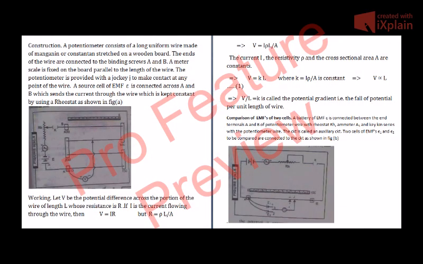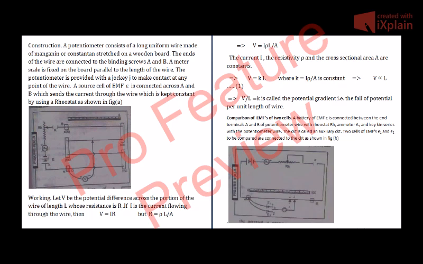Now, its construction. A potentiometer consists of a long uniform wire, and it is usually made up of the metal manganese or tungsten, that is an alloy, stretched on a wooden board. The ends of the wire are connected to the binding screws, as you can see from the figure, A and B. They are screws. A meter scale is fixed on the board parallel to the length of the wire. That is, the meter scale is parallel to the wire.